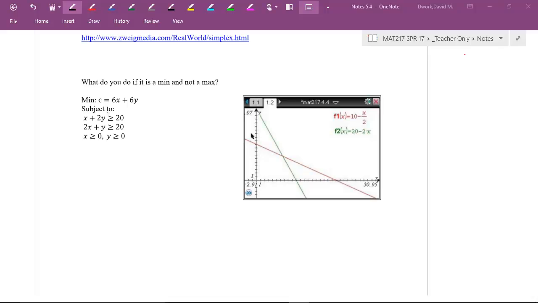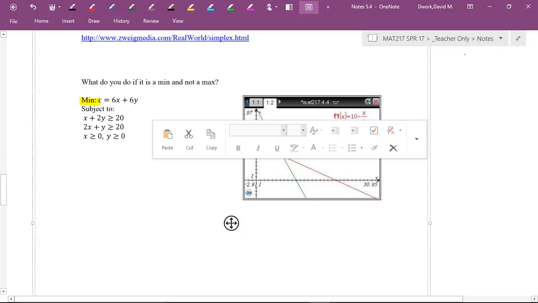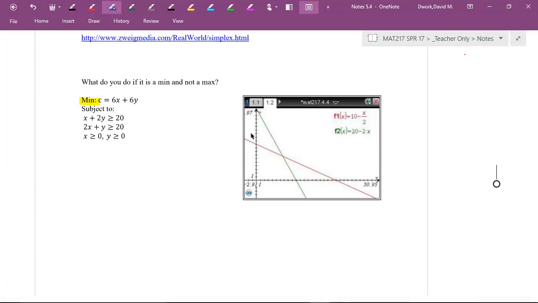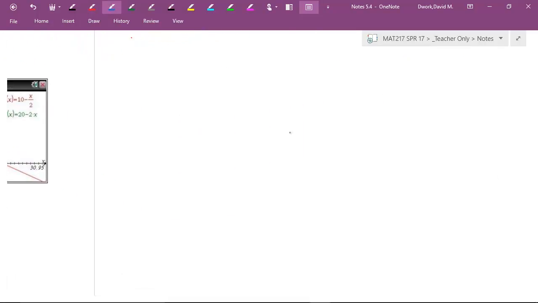So far, we've already covered how to handle a general simplex problem where you have greater than or equal to constraints. But what we have not covered is what do you do if the problem isn't asking for a max? What if it's asking for a min? Well, the solution to this is actually quite simple, and it just hinges upon one very simple idea.